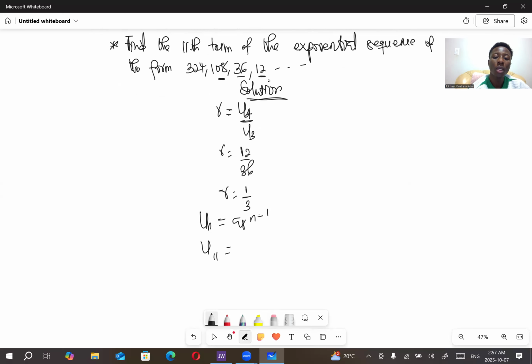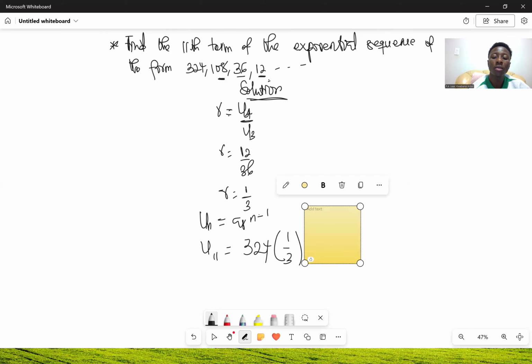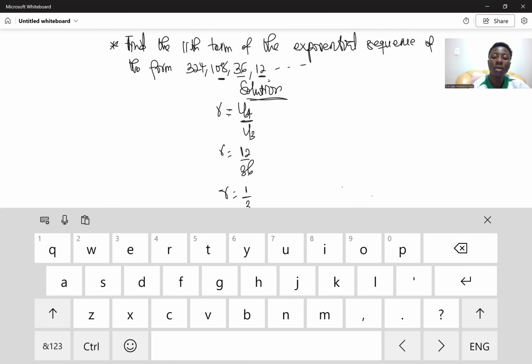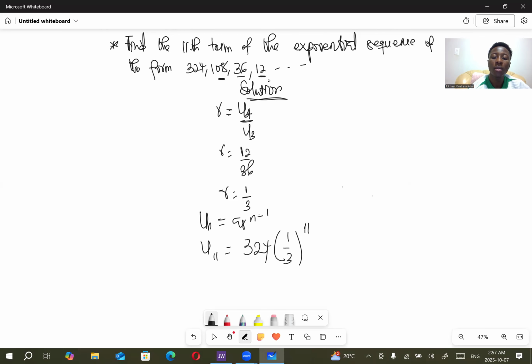U11 is equal to a, which is 324, times r, established as 1 over 3, exponent n minus 1. That's 11 minus 1, which is 10. You were asking 11 minus 1 and I said 10. You understand? So U11 equals 324.